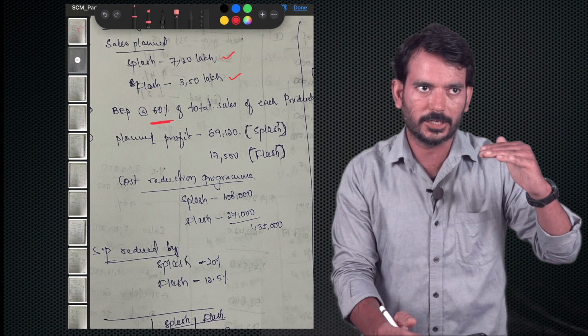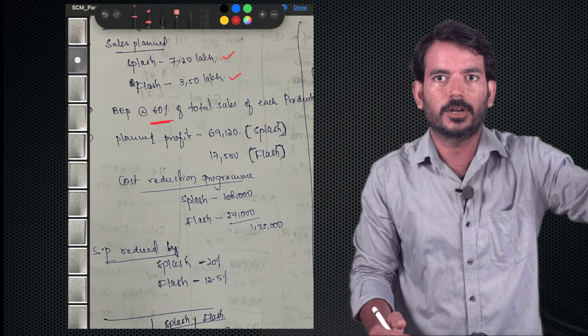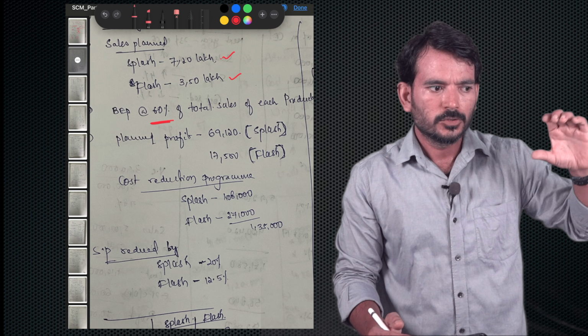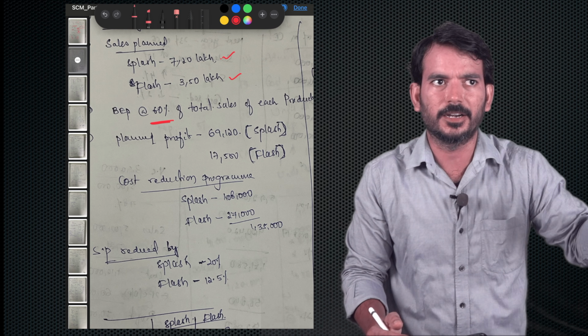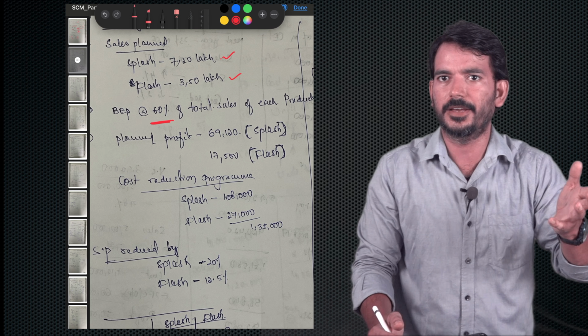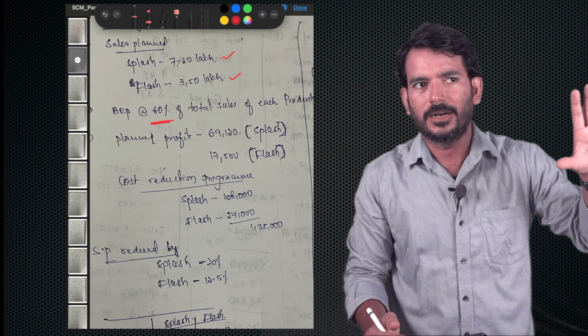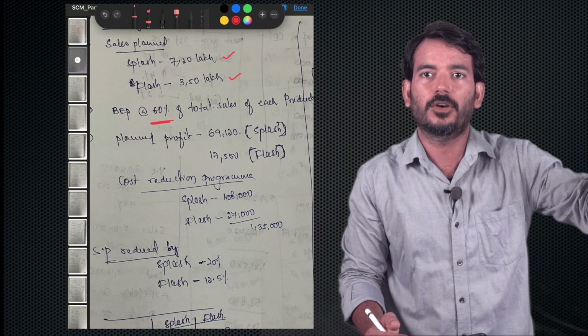So each product will reach its break even point at 60% of their total sales, which means that if I'm selling 100 rupees, till 60% I will be only recovering my fixed cost. That's what we say, right? Break even point is a point at which you are not incurring any losses or profit, which means till 60% there is only the fixed element. The remaining 40% is the margin of safety, that is where you are earning a profit.